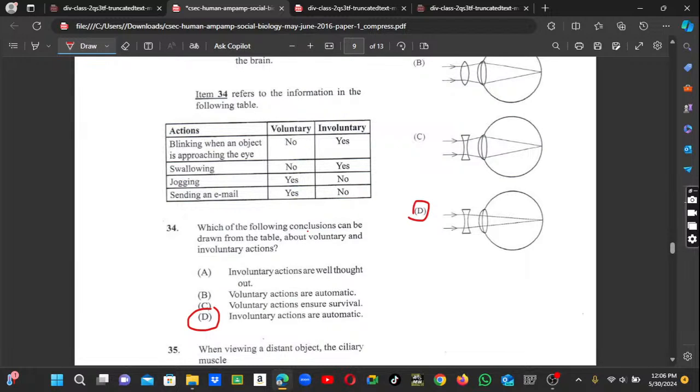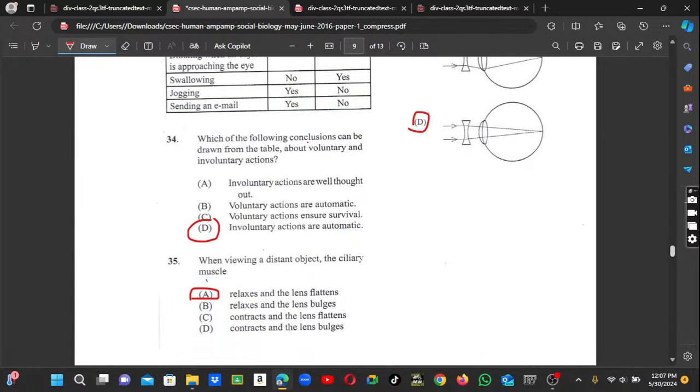We all know that involuntary actions are automatic. We need to understand the difference between automatic and voluntary. Automatic is, for example, guys, when something changes by itself, in a sense. All right, good.